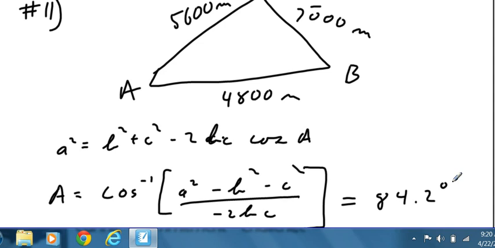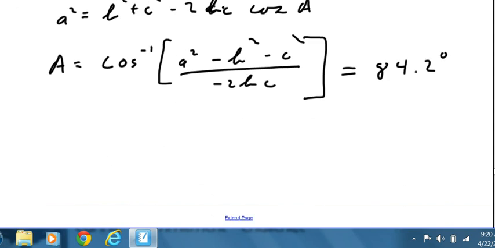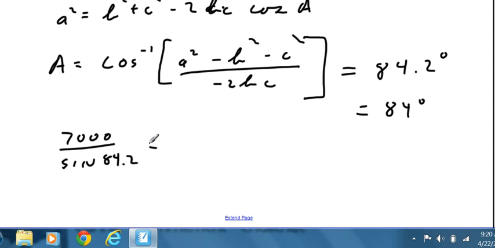I really can't do that. I really have to call it 84. So my final answer is going to be 84 degrees because I only have 2 significant digits in my length. Now that I know that A divided by the sine of 84.2, I can keep it there, is equal to 4,800 divided by the sine of C. Sine of C? Yeah, sine of C.